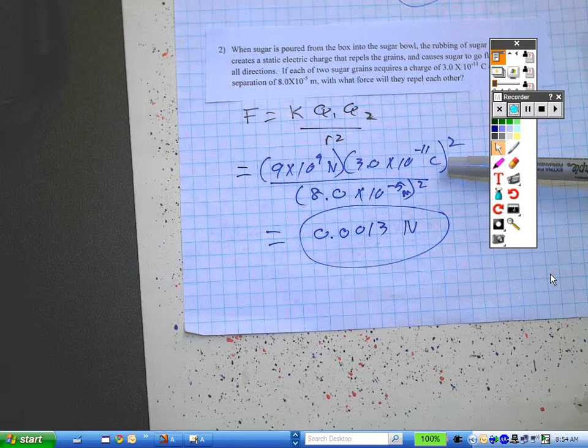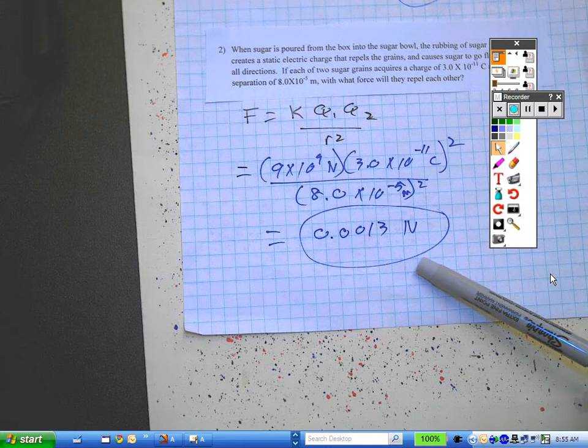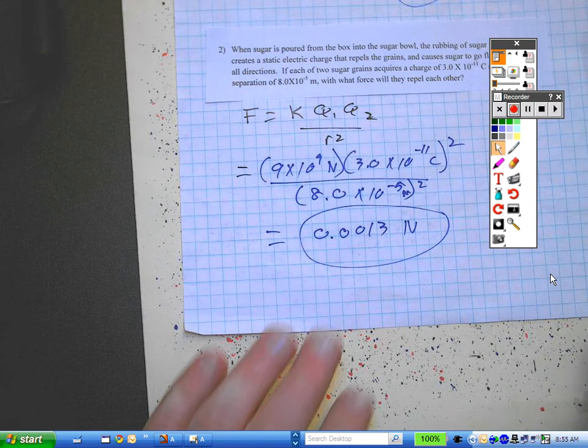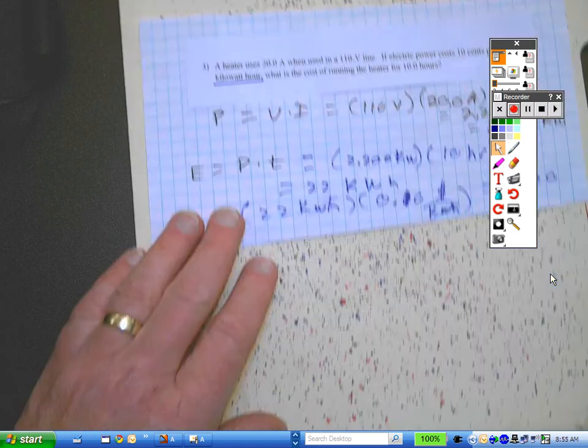Remember, the way you put these into the calculator is that the times 10 to the is the E button. So you do second function comma for the times 10 to the. Then you have to square the denominator. This gives you a force of 0.0013 newtons. That would be repelling the charges. Number 3 is a different kind of problem.